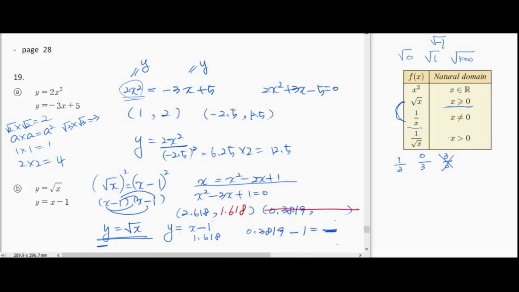So this is like this. 0.3819 is impossible. You don't need to know about it, but it will be better if you just know it.